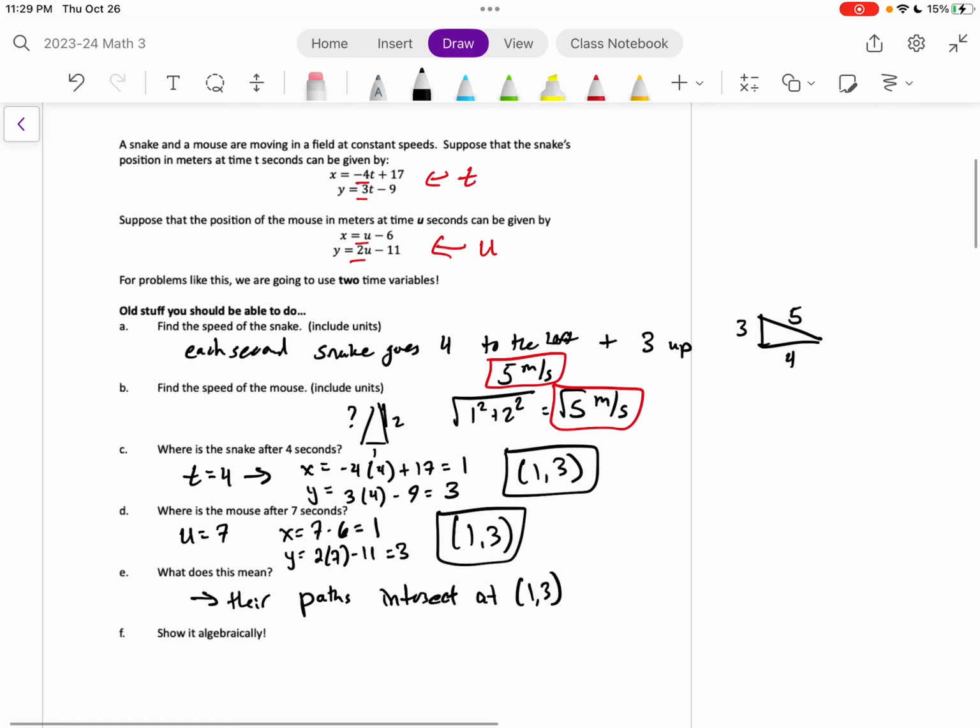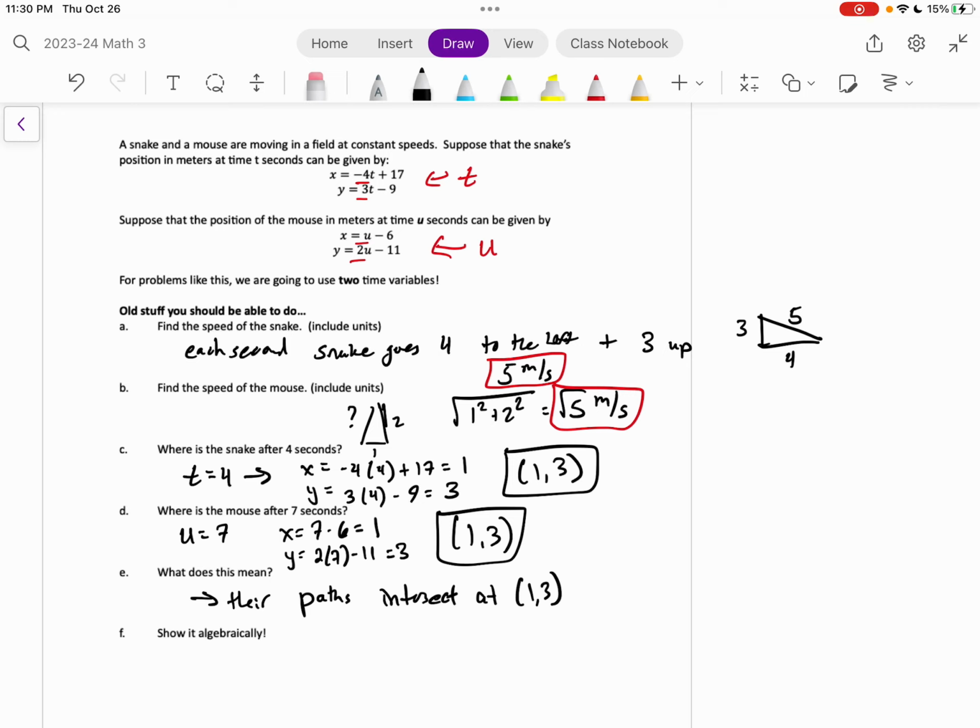But they wouldn't necessarily meet if they started at the same time. If we use t for both of them, the mouse would get there after 7 seconds, and the snake would get there after 4 seconds. So if we think about the snake trying to eat the mouse, sorry if this bothers anyone, the snake would get there too early, and the mouse might see it. But if the snake waited for that 3 seconds, because the snake gets there 3 seconds before the mouse.